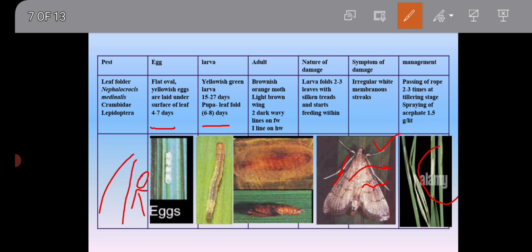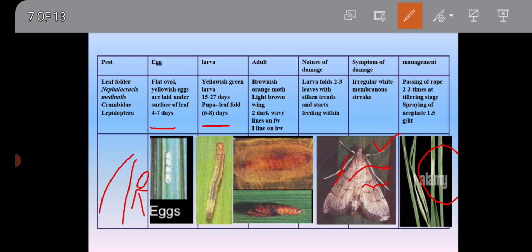So in case of rice hispa, I have told you the whitish leafy streaks will be rectangular and parallel to the midrib of the leaf. But in case of leaf folder, these whitish streaks are irregular and very large, and there is no proper shape.